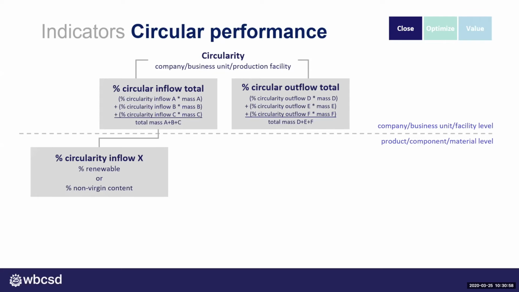The percentage circular inflow is divided as follows: either non-virgin, or in other words, secondary inflow, or rapidly renewable inflow. For the latter, this needs to be sustainably grown and harvested at a rate that replenishment can occur. We look at the percentage circularity for the company's outflows. The circular outflow is a bit less straightforward. It is a combination of two aspects: potential recoverability and actual recovery.